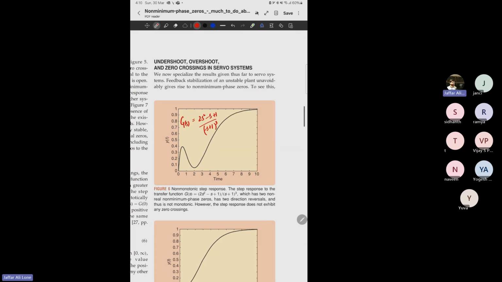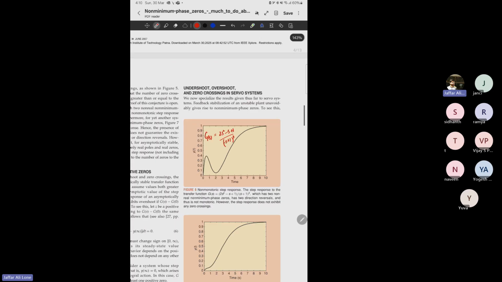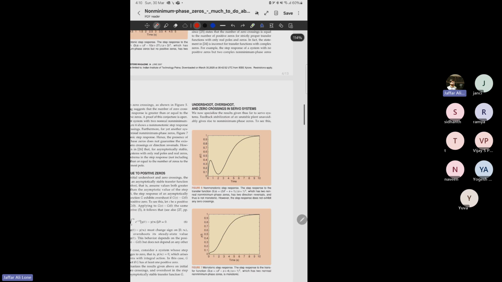So here again, you can see, no, this is actually something else. Here, they are not studying the zero crossings, they're studying some other behavior. So what I would actually recommend is to go through this paper. This is a very interesting paper.